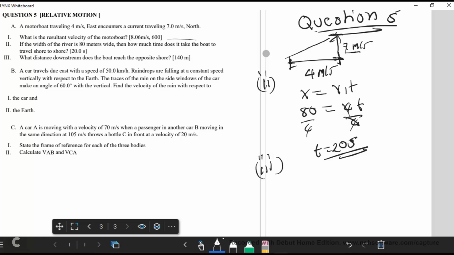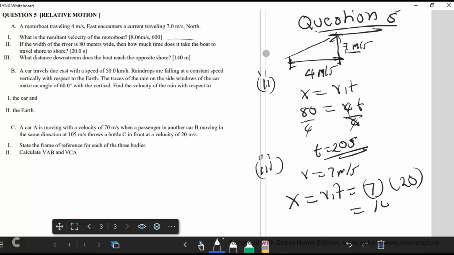Remember that we have the velocity, which is 7 meters per second, right? Now they're asking with what speed the boat moves. So the displacement is equal to vt, which is 7 here. What was the time it moved from here up to there? We said 20. So you will find your answer to be 140 meters. So this is how we solve this type of equation.